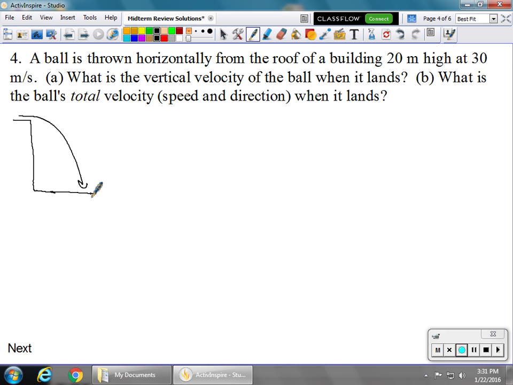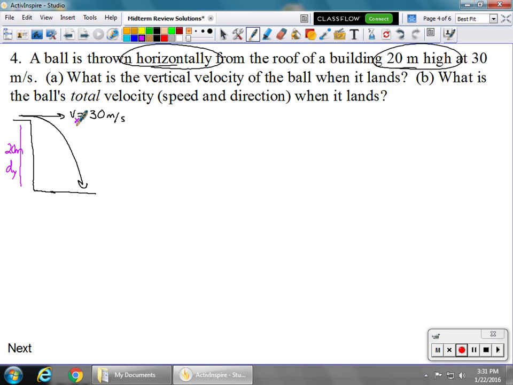We know that the initial velocity, if we go back to the question, it says launched horizontally. Horizontally means in the x direction. Velocity, and the problem says that it's 30 meters per second. It says that the building is 20 meters high. Remember, we say high is y. When we're talking about the height, we're talking about the y direction. 20 meters, that's going to be our dy. This is our v in the x direction.